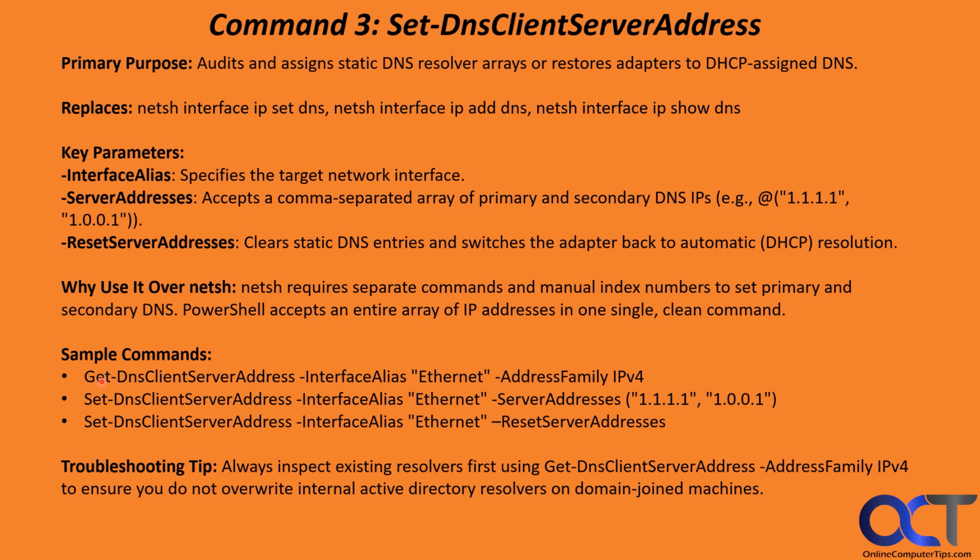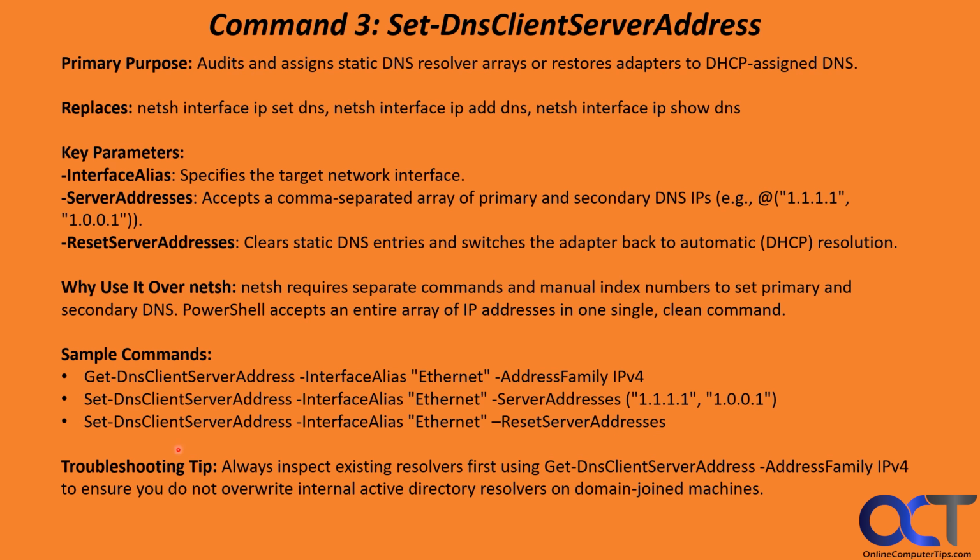So remember I said Get is to show and Set is to assign. So in this one here, we're getting DNS client server address just to show the address for Ethernet. And this one, we're setting it with the server addresses right here. We have two DNS servers right here. And then we could use Set also to reset the server addresses. So like I said, Get will show, Set will take action.